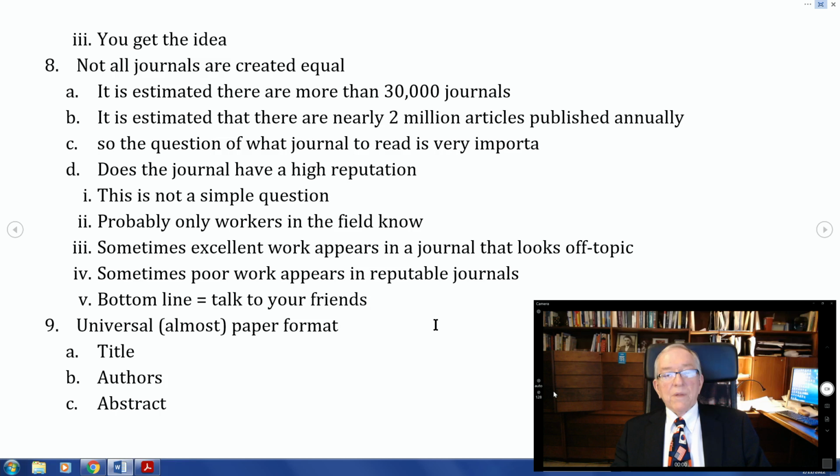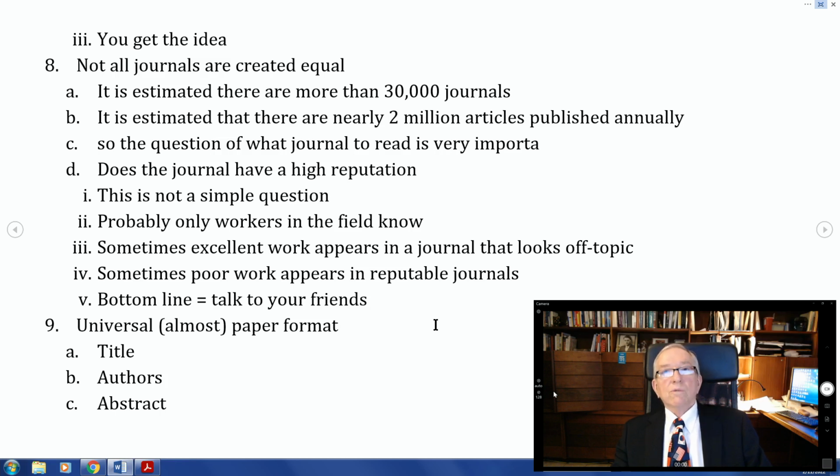Now, what about the journals? The journals are not all created equal. It's estimated that there are more than 30,000 different journals. So there's journals in engineering, there's journals in biology, you name it, there's journals in which there's something research and scientific being done. So it's also estimated that there are nearly 2 million articles published annually. Oh my goodness, how do we get to that? That's a different topic. Scholar Google is my answer.